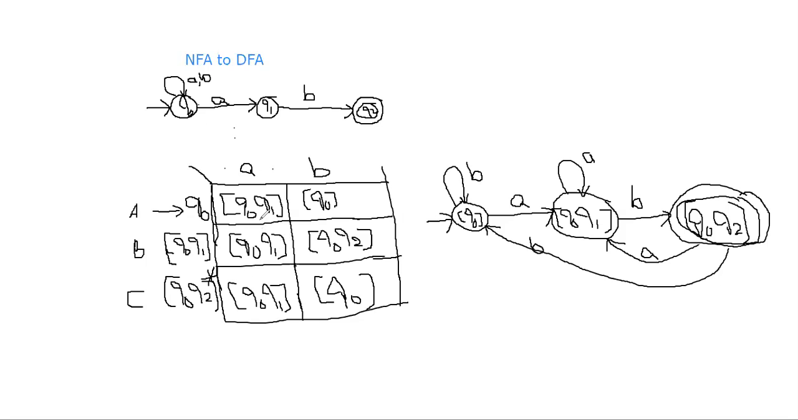Q0 Q1 on B: delta of Q0 on B, delta of Q1 on B. We get Q0 and Q2, so make it a single state. Then we got a new state Q0 Q2. Again apply transitions on Q0 Q2. This is an acceptance state because Q2 is there. In the NFA Q2 is the acceptance state, and here in the Q0 Q2 combination Q2 is there, so make it an acceptance state.